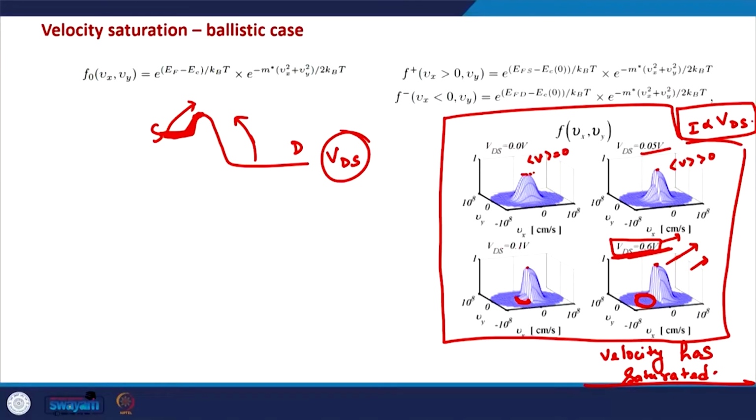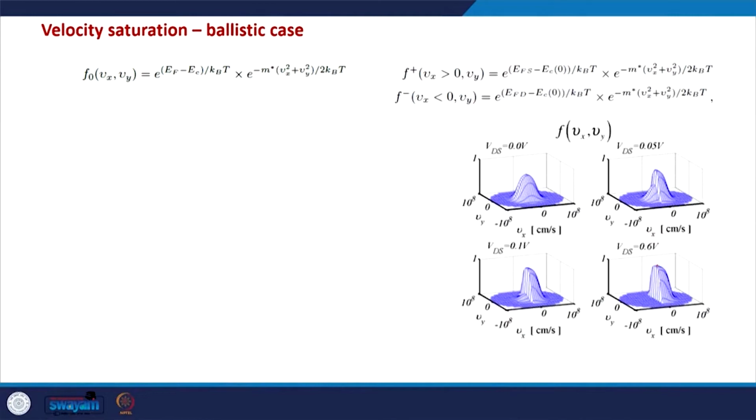Now let us come to the second point, which is that as we are increasing the VDS value, in this case, first, what we have just discussed is that the negative velocity electrons are going down, but at the same time the positive velocity distribution is slightly becoming more in height. And what could possibly be the reason for this? I would ask you to take a moment and think about it. Why is this height of the positive distribution of velocities increasing with VDS?